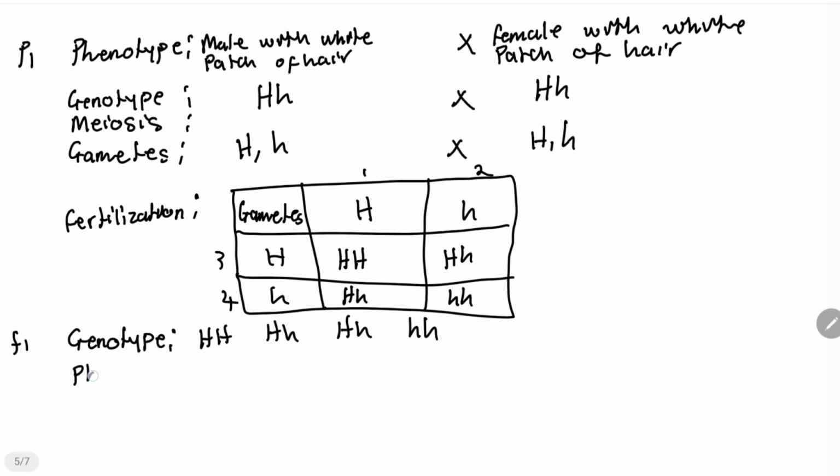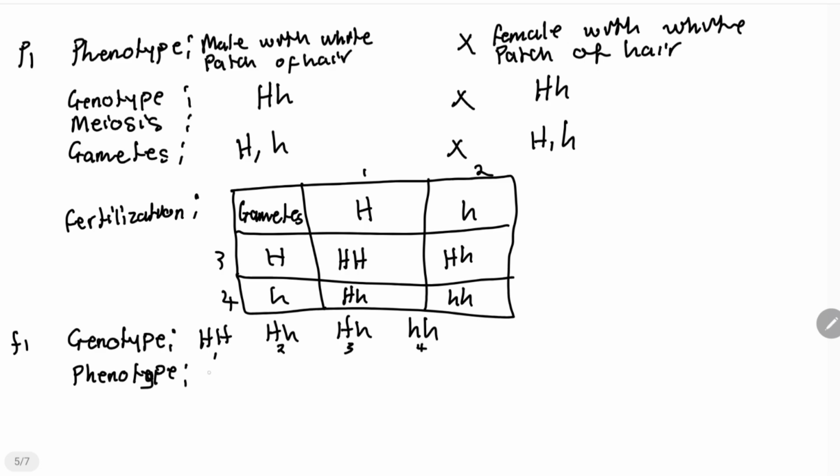Below the genotype, I write phenotype. That is the phenotype of the offspring. So let's look at offspring number 1. Offspring number 1 has capital letter H, capital letter H. So this guy has got a white patch of hair. Offspring number 2, capital letter H, small letter h. This is a heterozygous condition. The dominant allele will determine the phenotype. Therefore, offspring number 2 will also have a white patch of hair. Offspring number 3, same story as offspring number 2. And then offspring number 4, it is small letter h, small letter h, and therefore offspring number 4 will be without a white patch of hair.